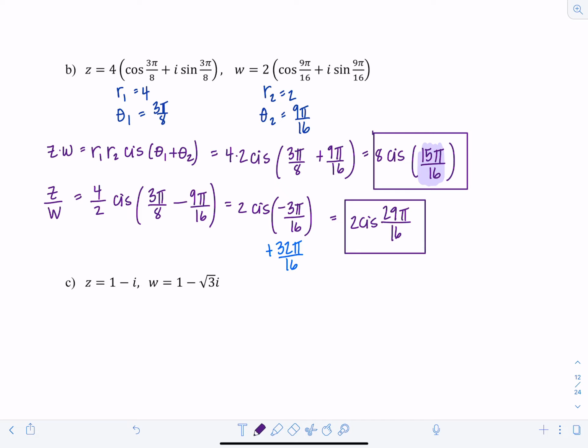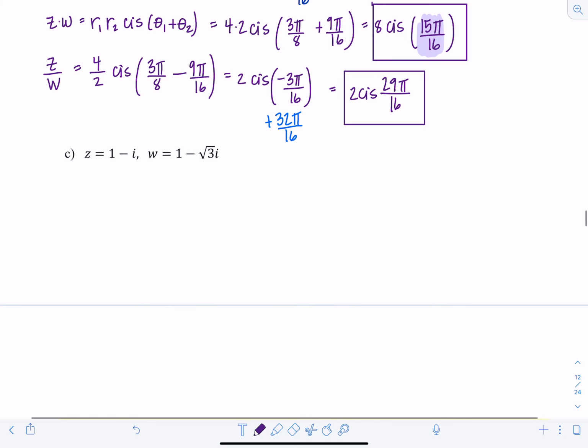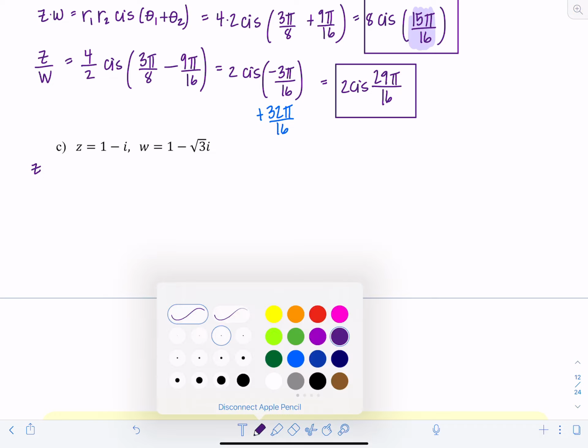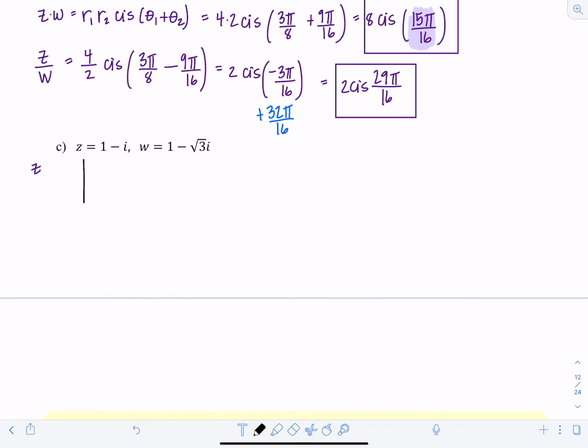Let's do one more. This time, notice, so rude, they didn't give it to us in polar form already. So we have to do that first. So z is 1 minus i. So let's plot it. That usually helps. So the real part is 1. The imaginary part is negative 1. So here's z.